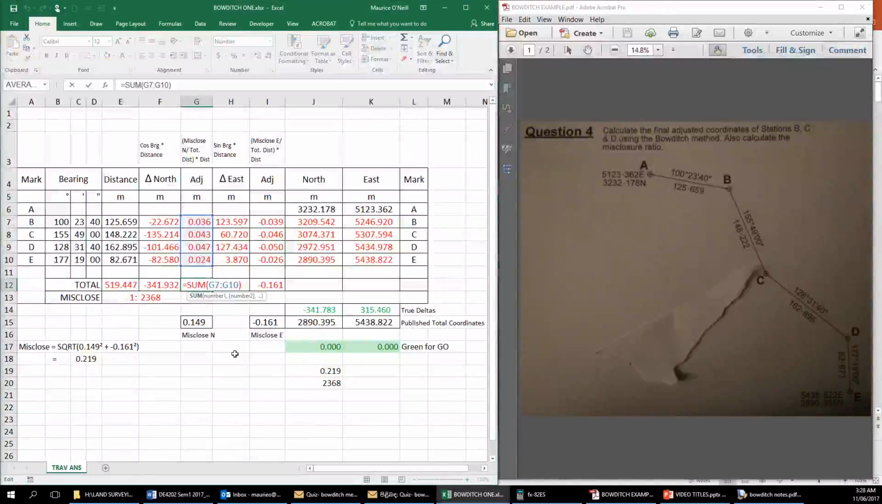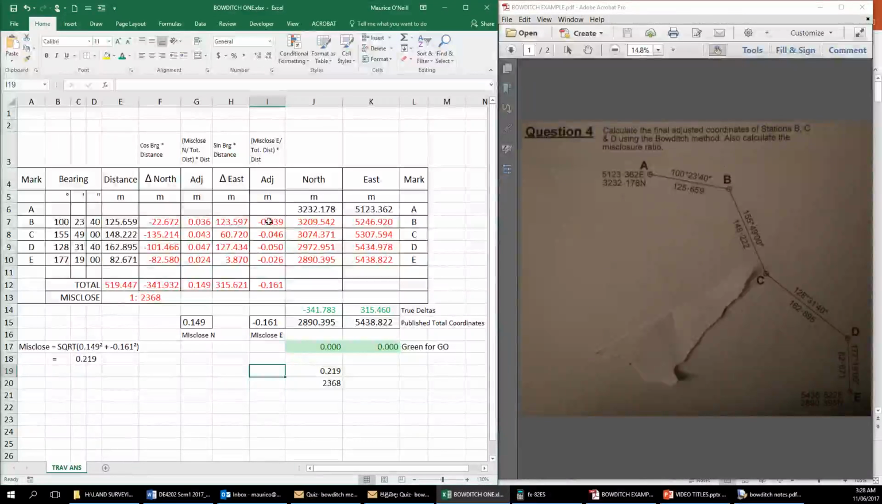There it is, and then you do the same for the easting. Here it is, and you can see that it's the misclose east, which is 0.161, divided by the total distance, 519.447, and then multiplied by the distance. And it's just a proportion, really. Then that gets applied there, and obviously the biggest correction will be in the biggest line.